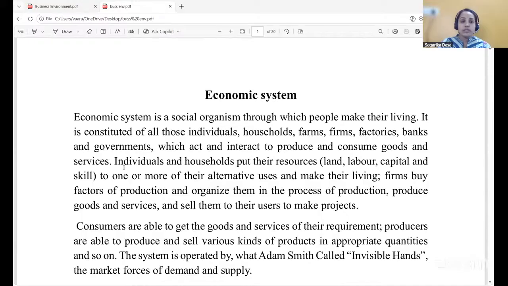Now, economic system is a social atmosphere where we all live together. It may be an individual, a household, firms, factories, banks, governments, any kind of individual association or group of people, or any institution which is a part of the society where people or institutions interact with each other to produce and consume goods and services. We call it the economic system.